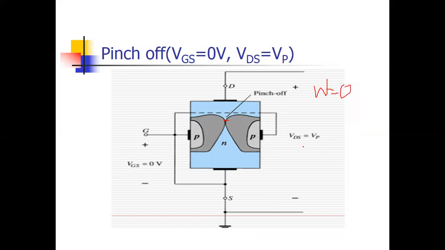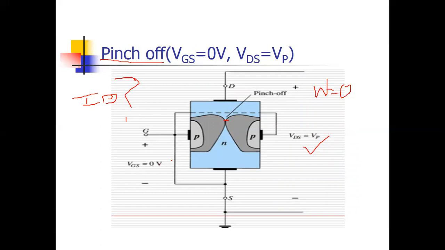The voltage at which this happens is called the pinch off voltage. The voltage at which this condition occurs is called pinch off voltage, or we can say the JFET off condition. Now the JFET is off. But the question is whether the current is 0 or not. What happens to the drain current?